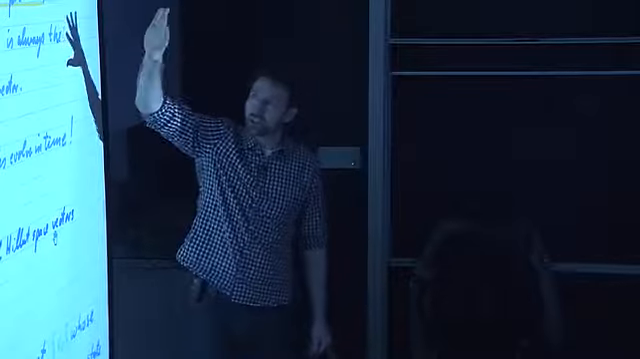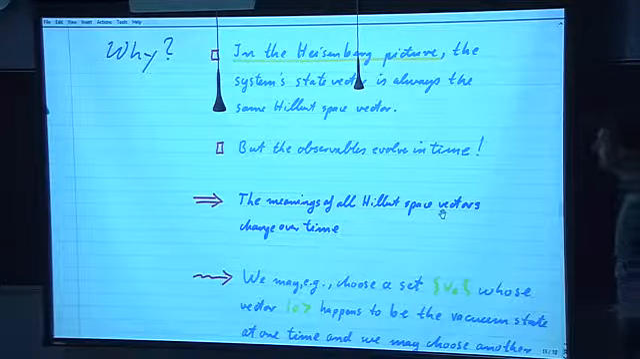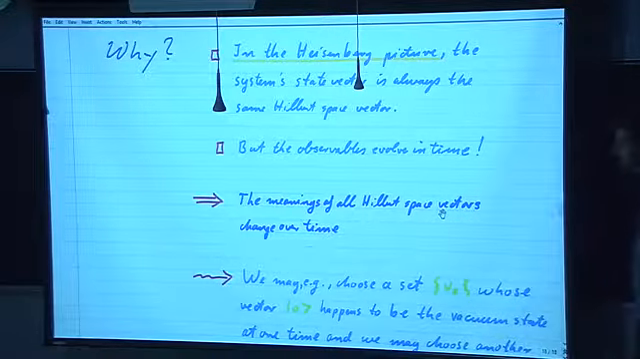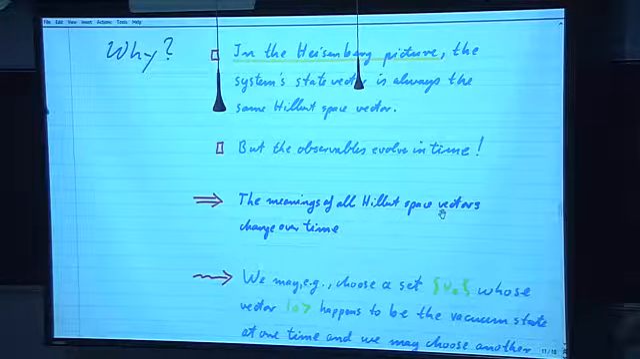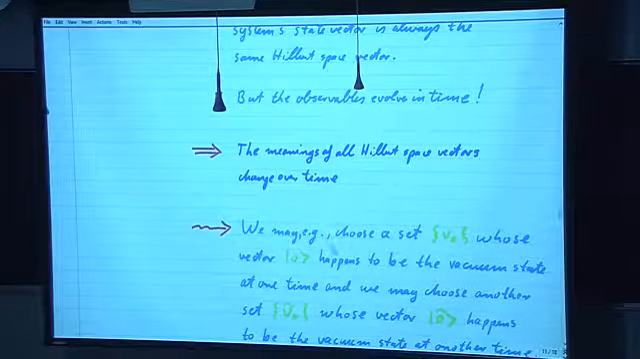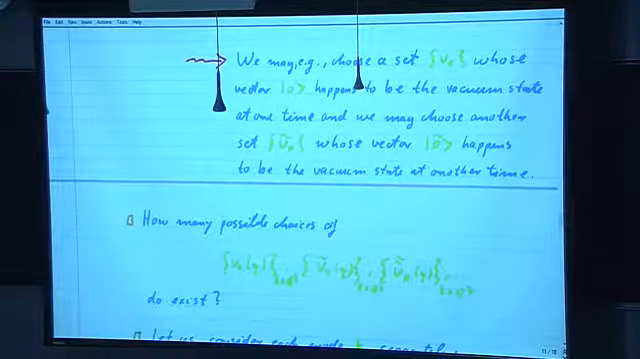Okay, so the bottom line is, in Heisenberg picture, the state vector that the system is in is frozen by construction. However, the observables and their operators evolve in time, and therefore the meanings of all Hilbert space vectors changes over time. In particular, the identification of which vector in the Hilbert space is currently the vacuum state can change over time if the Hamiltonian is time dependent.